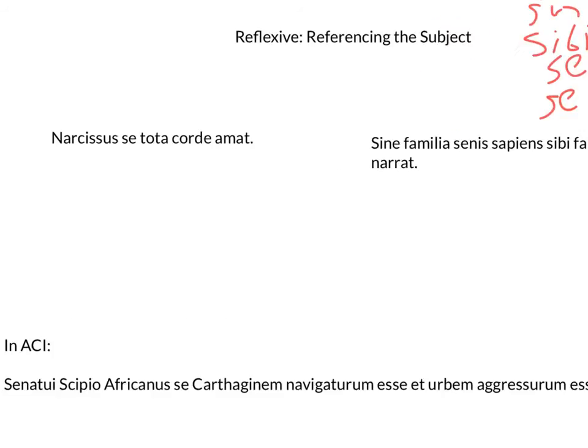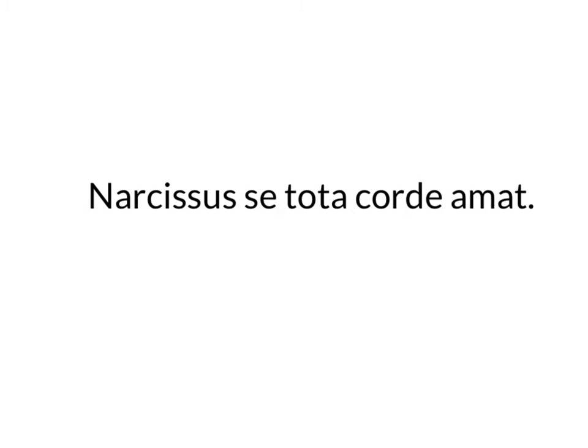The first example here, we have Narcissus se tota corde amat. You start off with an easy example, that's the subject. Now, se is your accusative or ablative. It's likely not ablative. The reason is ablatives with pronouns like this are usually in prepositions. So there you go. Tota corde, agree, those are both ablative, and then we have amat here as a verb. And so the translation here, Narcissus loves himself with all his heart.